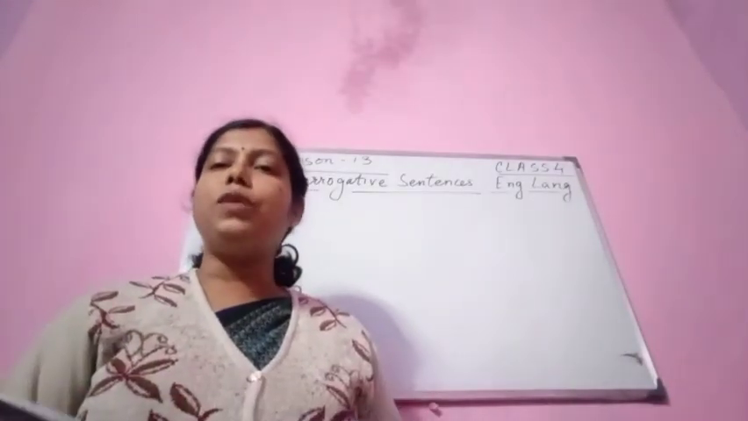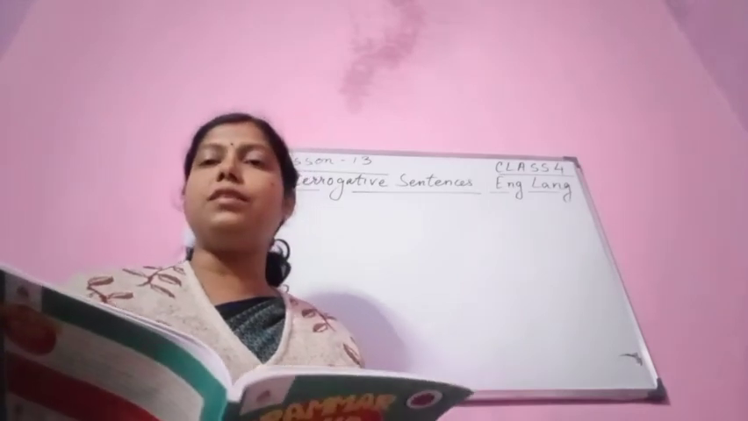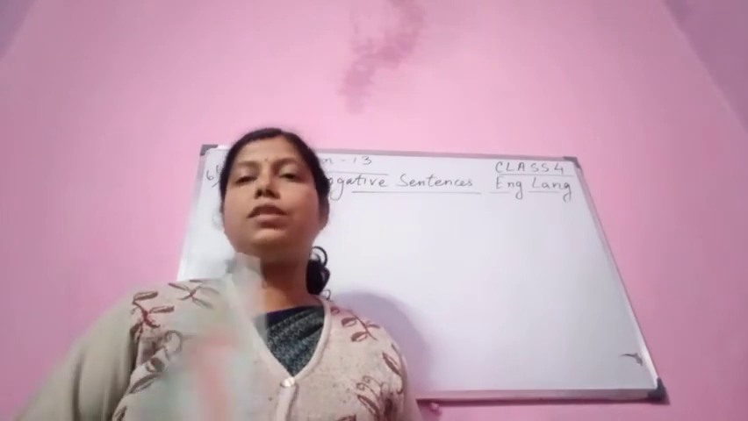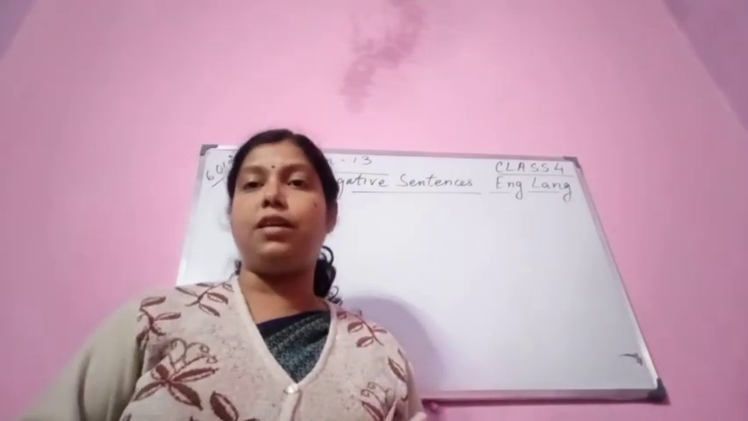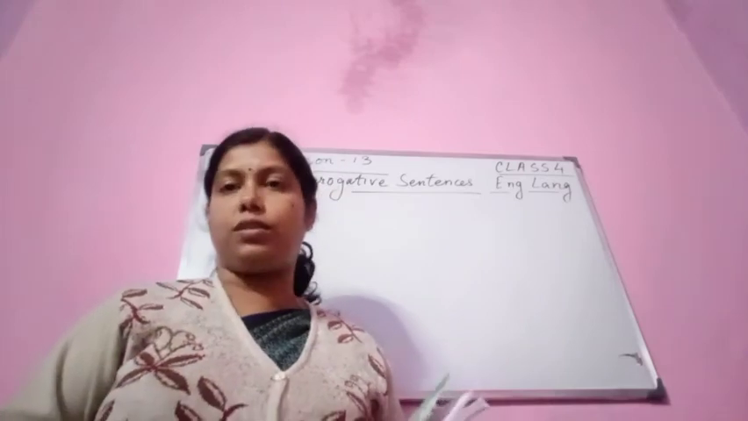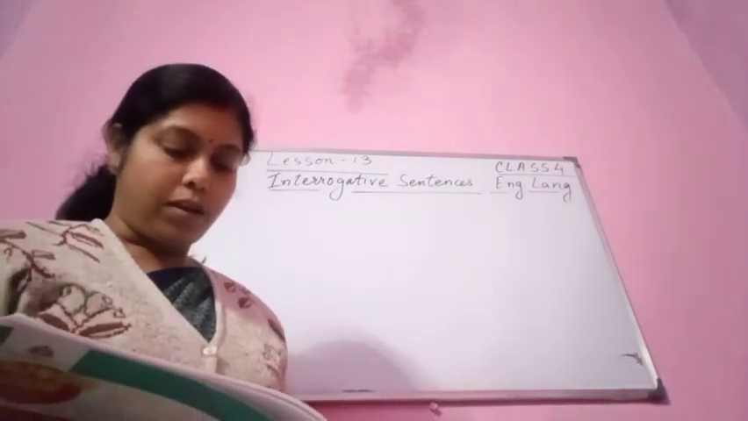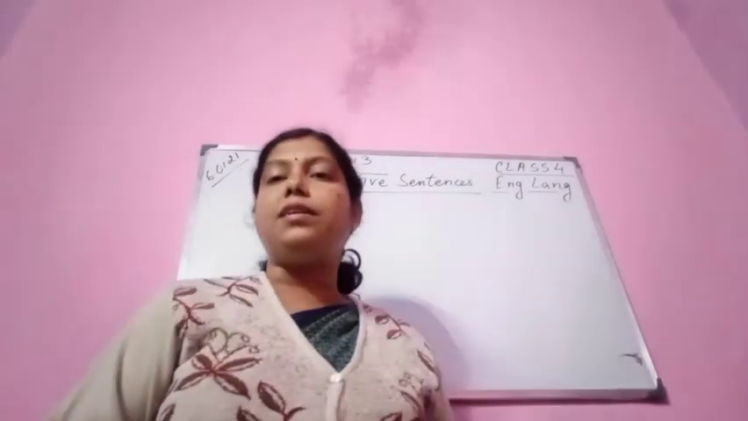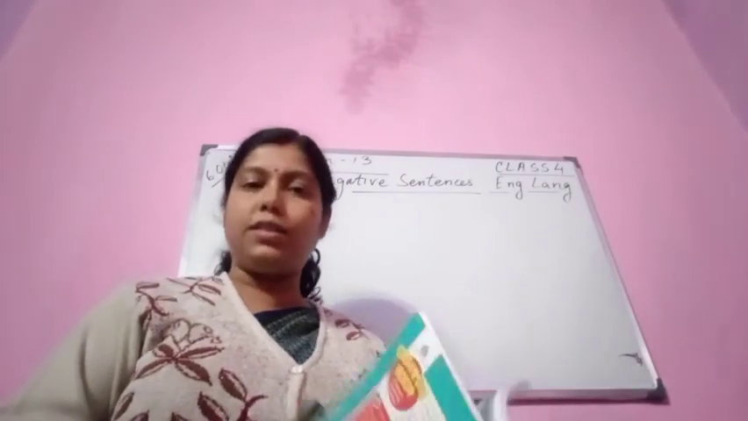Okay, so we are going to start lesson 13, interrogative sentences, in class 4 English language. As the name suggests, here you have to ask questions. We are going to discuss this. An interrogative sentence always ends with a question mark. This you know, isn't it?